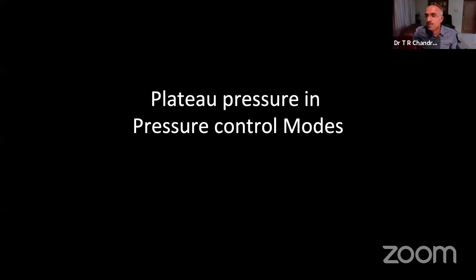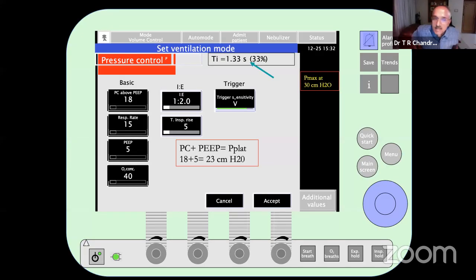Okay. So in pressure modes, how do you do the plateau pressure? See, this is how the plateau pressure is. The PEEP with the pressure control above PEEP, 18 plus 5, 23 should be your plateau pressure. The addition of the pressure that the patient is getting is how much?